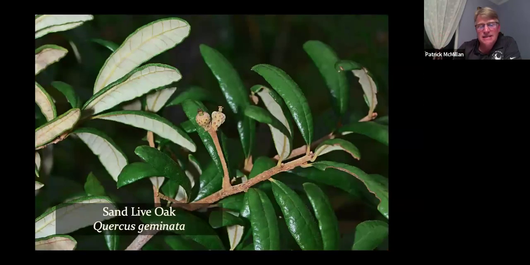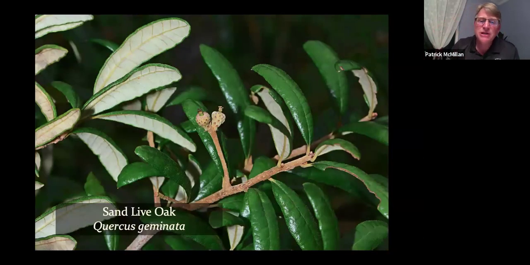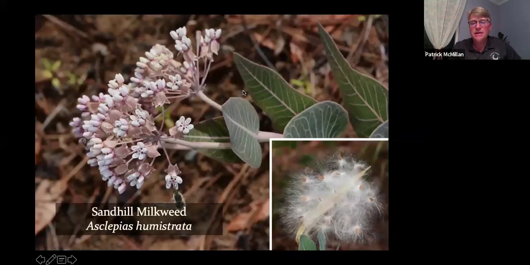And there's all kinds of other things. Sand live oak, a live oak that's a little more shrubby with cupped leaves, even a huge fruited beak sedge that are all specialists in South Carolina in that area. One-sided blazing stars, and blazing stars are popular in the native plant trade, but you almost never see one-sided blazing star, which is a sandhill species that, guess what, pops up on Sandy Island down in Georgetown County in our area on these high, dry entisol ridges. But a close relative that also has one-sided flowers that are purple instead of white, Coker's blazing star, is commonly found in this kind of habitat.